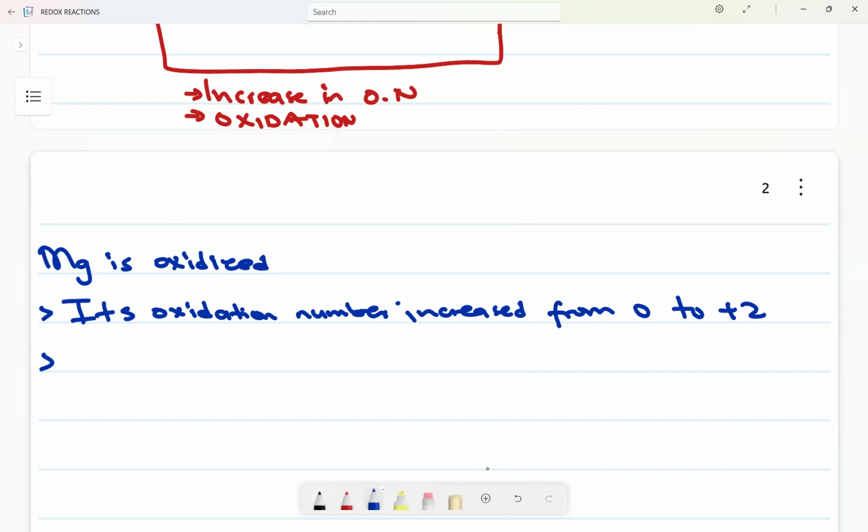causes others to undergo what? Reduction. So it means Mg is a reducing agent. But I'm giving you all the information. Mg is a reducing agent. Okay?